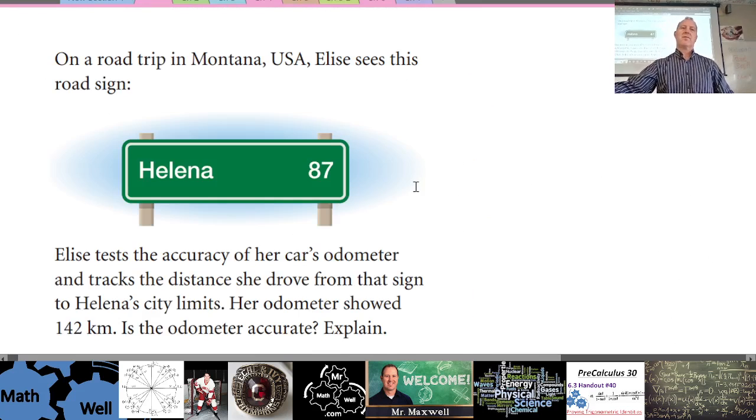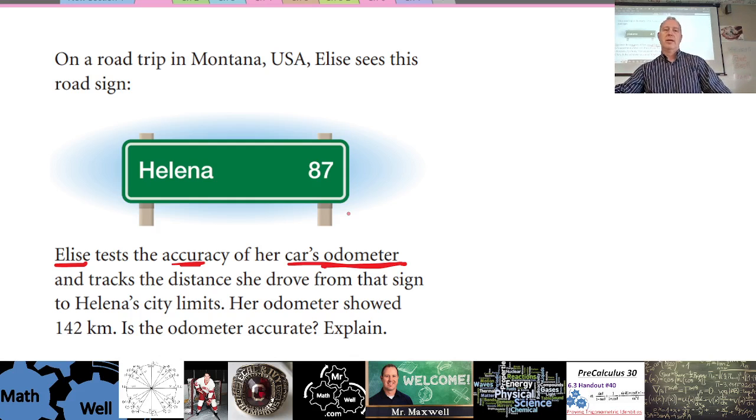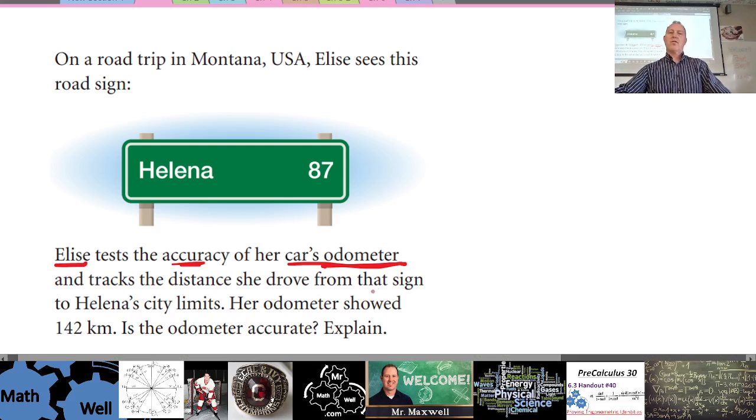So this one, the wording is difficult, so let's read it carefully. Elise tests the accuracy of her car's odometer. The odometer is what tells you how many miles or kilometers your vehicle has traveled. She tracks the distance she drove from this sign that says Helena 87, which is in miles. If you didn't know that, Helena is in the US, in Montana, and they always work in miles, not kilometers. We do kilometers in Canada, they do miles in the States.